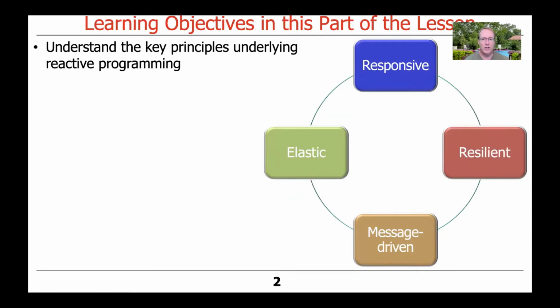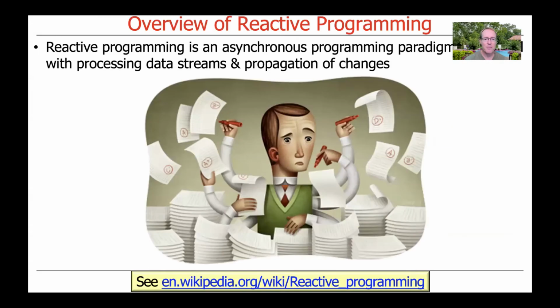What we're going to do now is talk about some of the key principles that underlie the reactive programming paradigm. So probably a good idea to start by defining what reactive programming is. Reactive programming is essentially an asynchronous programming paradigm that involves processing data streams and propagating changes from various publishers to various subscribers, or producers and consumers, depending on how you like to talk about it. If you take a look at the link at the bottom of the slide, you'll learn more about reactive programming as a paradigm.